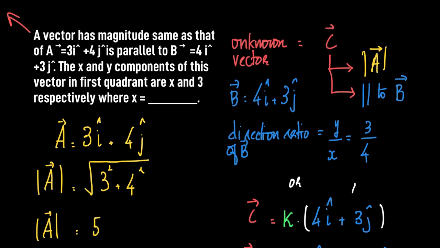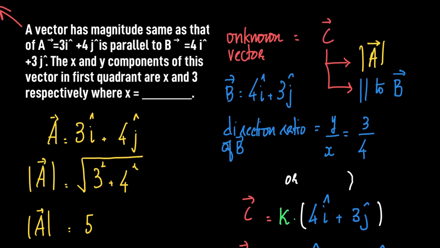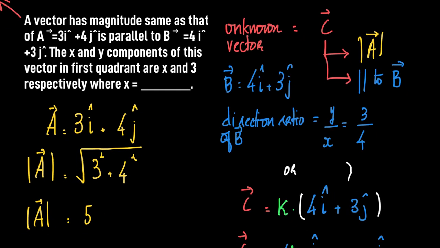Now let us just write down these things. Vector A is given as 3i plus 4j. So the magnitude of vector A would be root of a square plus b square, 3 square plus 4 square, root of 25, which is 5. So the unknown vector, which is vector C, has the same magnitude as vector A, which means the magnitude of vector C is equal to 5.